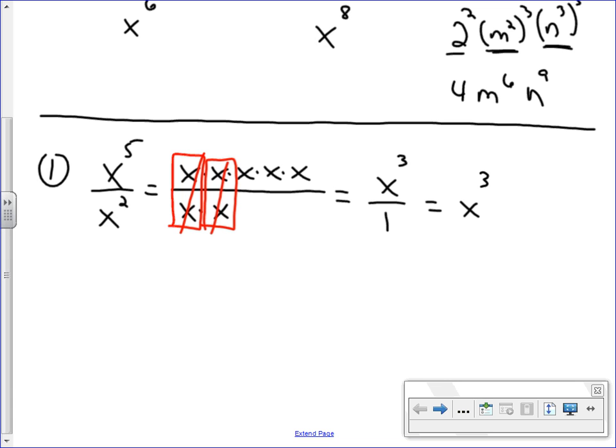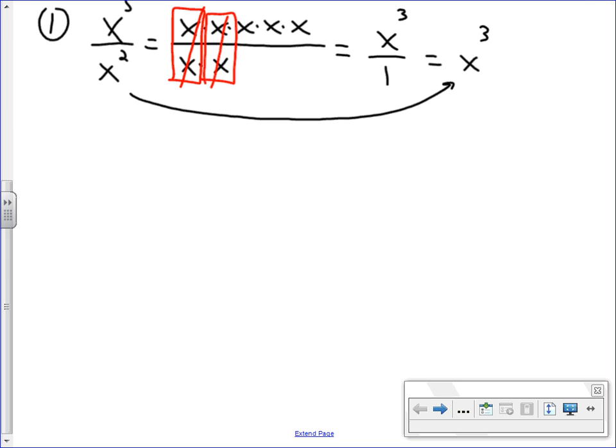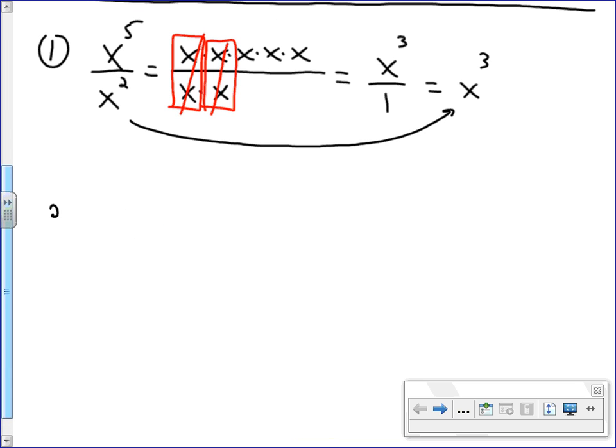cubed. Now, just like Thursday, I want you to think, could I have gotten to that answer without having to show all that work in the middle? Hopefully you'll see an answer there.